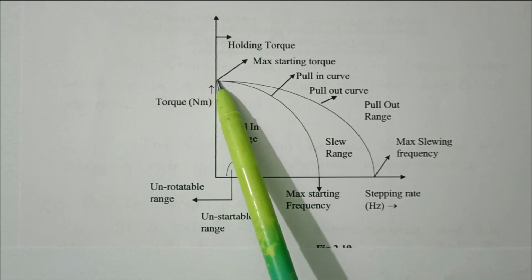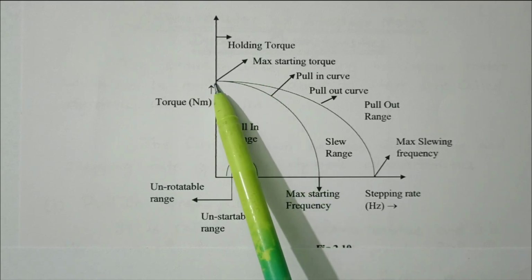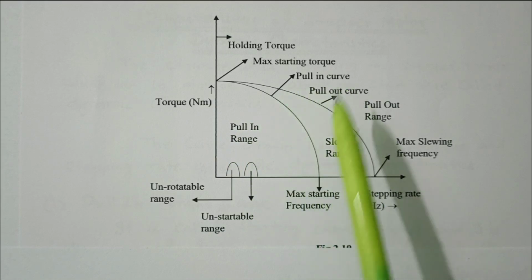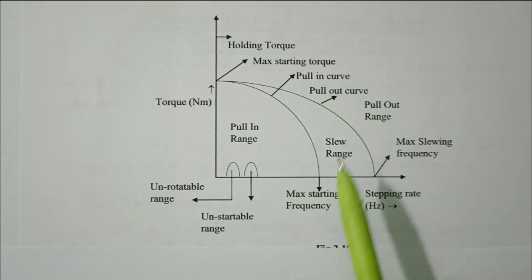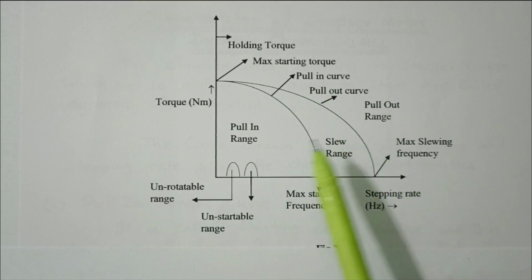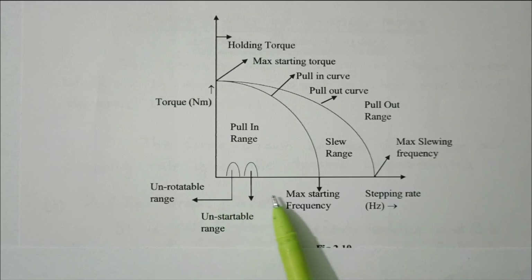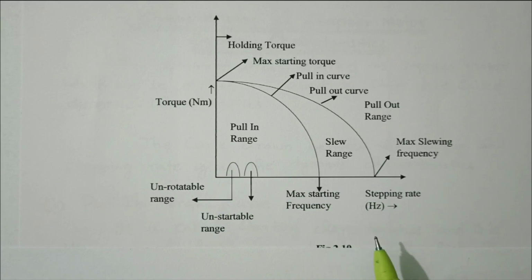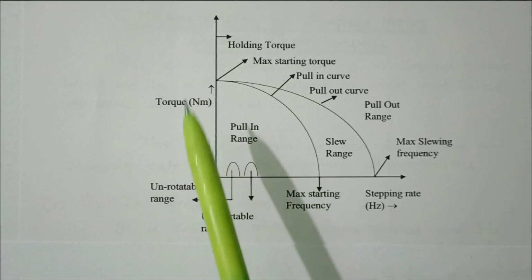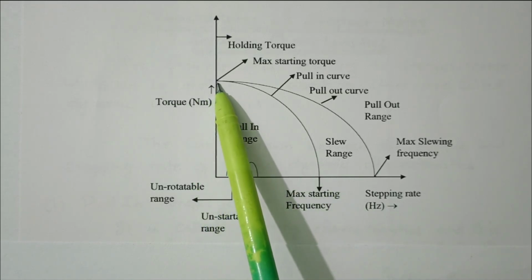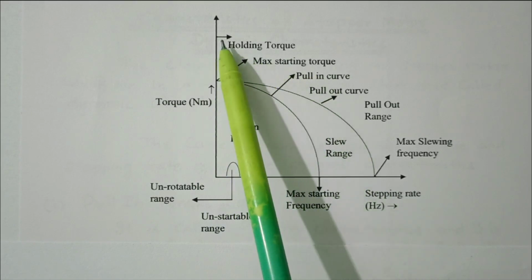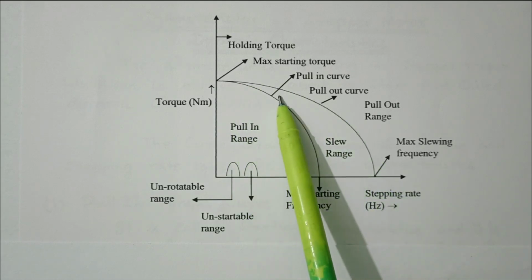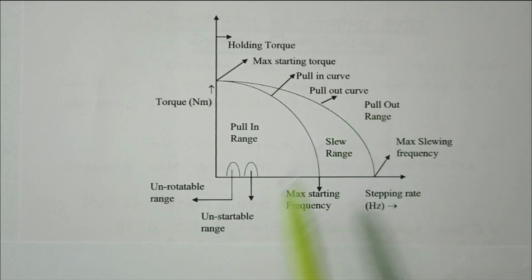This is the maximum starting torque. At that point there are two curves. The first curve is the pull in curve, and the second curve is the pull out curve. We will see what pull in and pull out mean later. The x-axis is the stepping rate in terms of frequency, and the y-axis is torque. This point is called the maximum starting torque, and this is the holding torque. The first curve is the pull in curve, the second is the pull out curve.